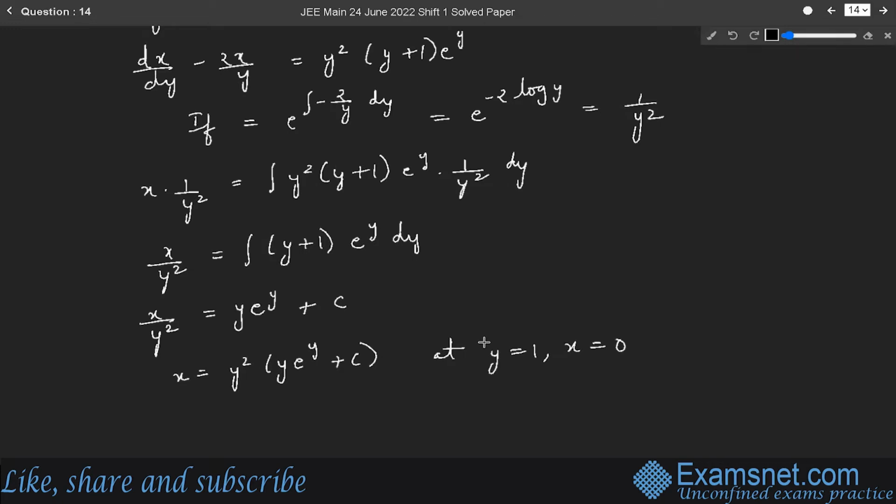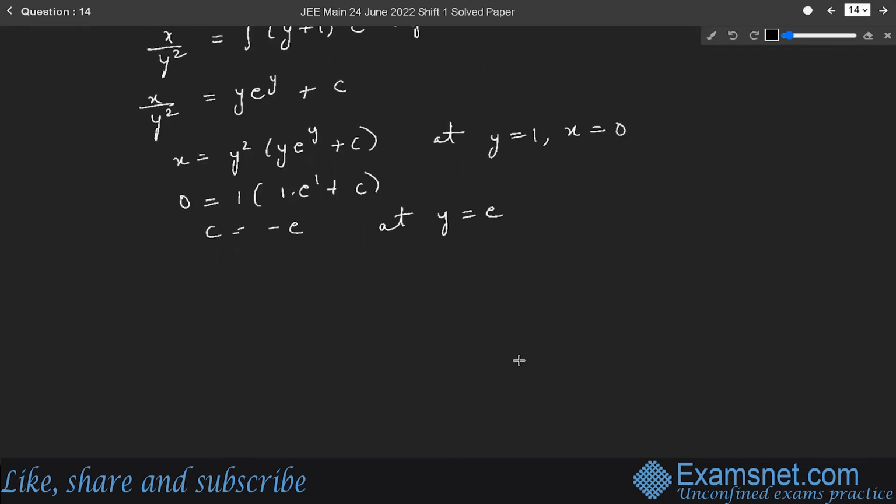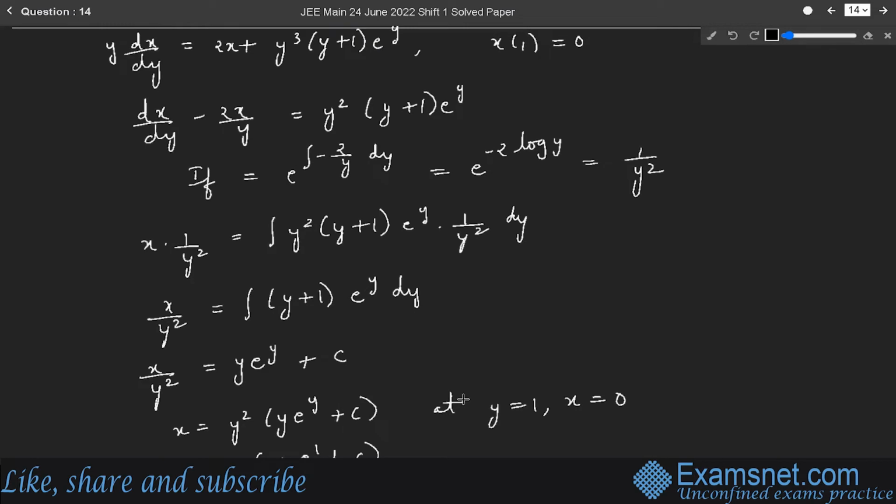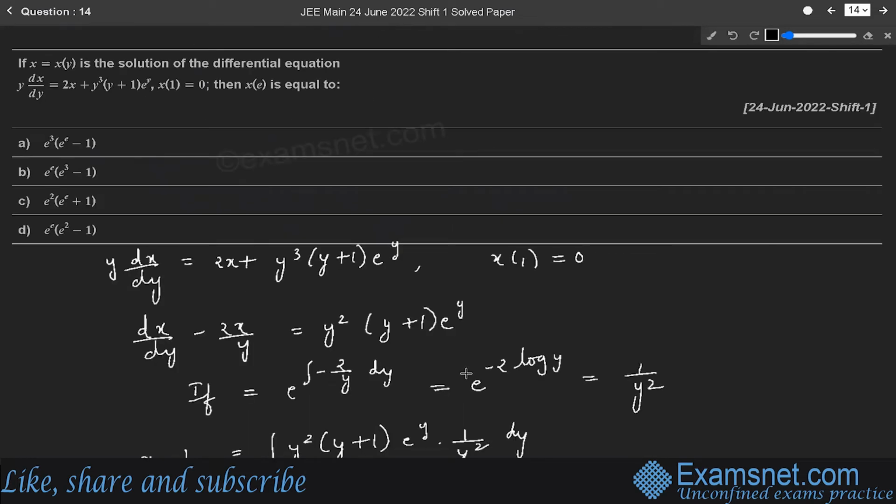So we can say that, putting the value of x and y, this expression becomes 0 is equal to 1 into (e power 1 plus c). So we can say that c will be equal to minus e. At y is equal to e, therefore, x will be equal to e square into (e power e minus e). So we can say that the value of x of e will be equal to e cube (e power e minus 1). Hence, the correct option for this question is option number A here.